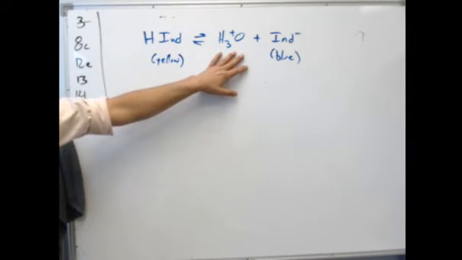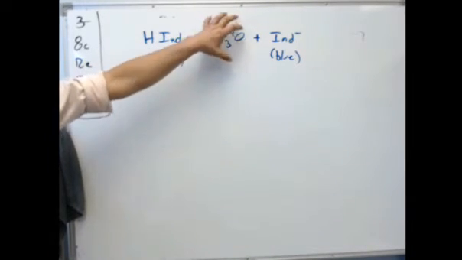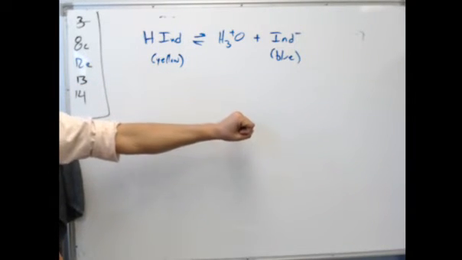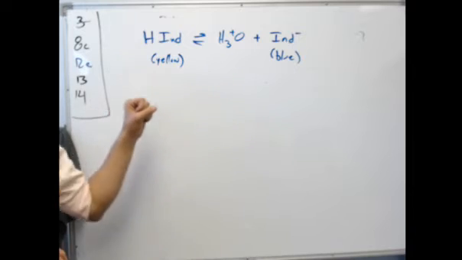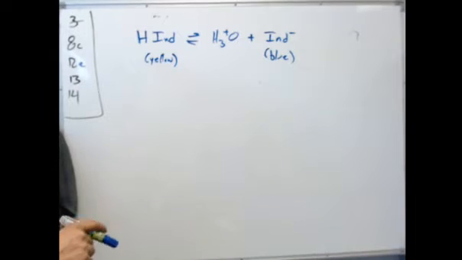If I add base, which way does this shift? Now there's no OH here, but the OH minus we add will essentially remove H3O plus. If we remove H3O plus, the reaction has to go towards the product side, as written. Can you repeat that?